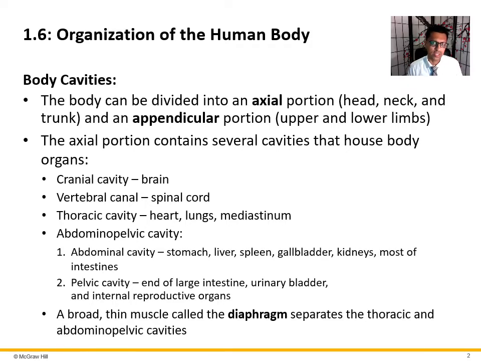The axial portion contains several cavities that house body organs. So the cranial cavity has the brain, the vertebral canal has the spinal cord, the thoracic cavity has the heart, lungs, and mediastinum, and then the abdominal cavity, as you can see, has the stomach, the liver, the spleen, gallbladder, kidneys, most of the intestines. And then the pelvic cavity has a little bit of the large intestine, urinary bladder, and your internal reproductive organs. And then you have a diaphragm that separates the thoracic from the abdominal pelvic cavities here.